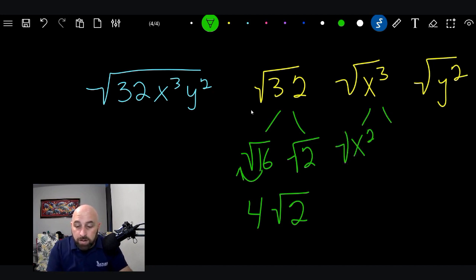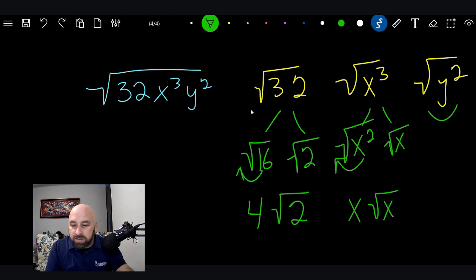We just did this one in the previous one. x squared and x. Okay, what comes out? x comes out. What stays in? x stays in. This one we don't really have to do anything because this is a perfect square. It just comes out to y.